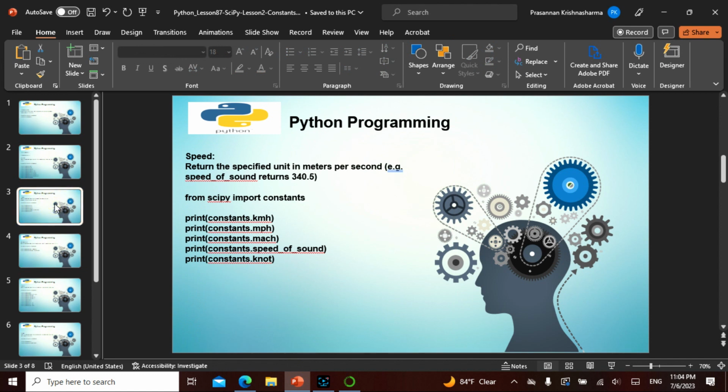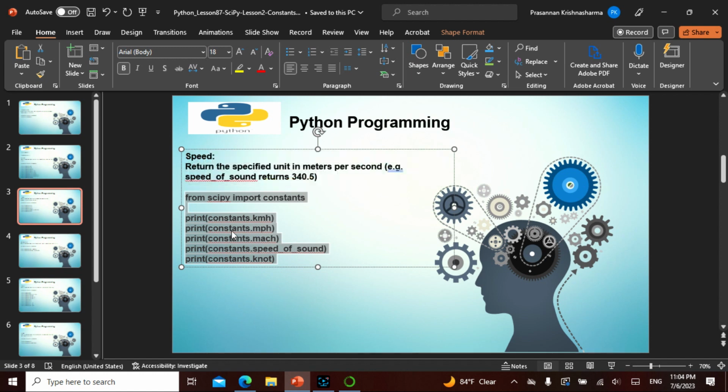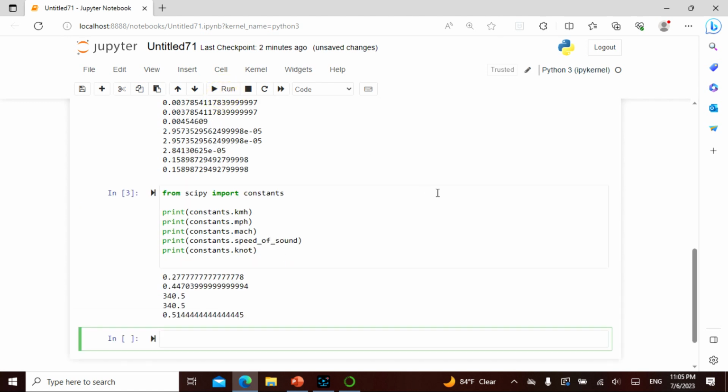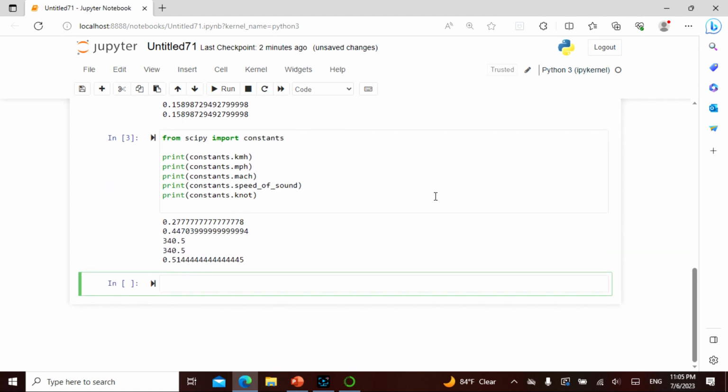Now going on, if you want to see the speed, whether it is 100 kilometers per hour, 60 miles per hour, the speed of sound, etc., these are all called the speeds. So I do this here: constants, kilometer per hour, miles per hour, the Mach, the speed of sound, and the knots. The knot is basically the nautical unit. So this is a knot. So these are the things which are there.